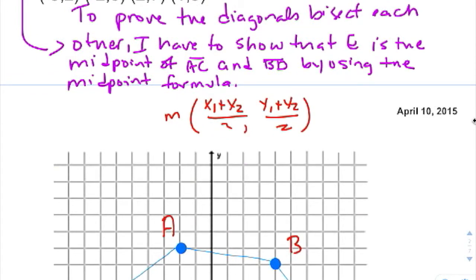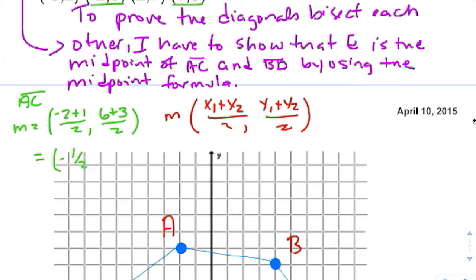Okay, so I had to prove that AC and BD use E as a midpoint, and so here's the AC work. So I have the coordinate points right here. There's A and C, and so the midpoint's defined to be -2 plus 1 over 2. That's for the x's, and then 6 plus 3 over 2. That's for the y's. I'm getting those directly from the coordinate points up here. And so the midpoint would be -2 plus 1 is -1, so that'd be -1 over 2. 6 plus 3 is 9, so that'd be 9 over 2. And so that's the midpoint I have to show.